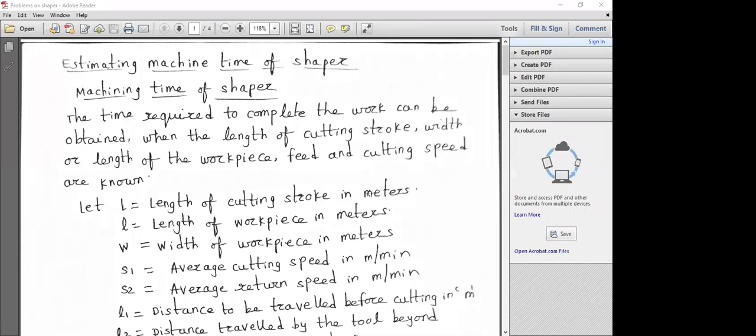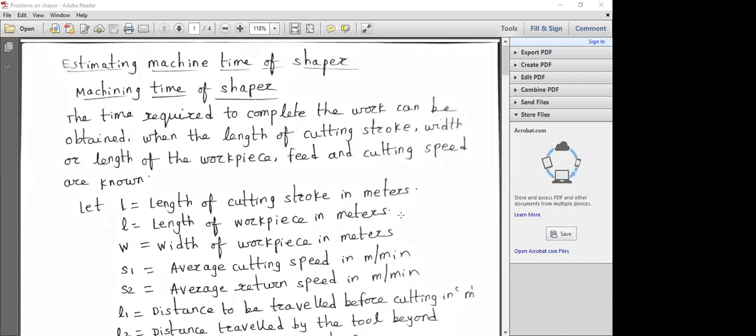So here, the time required. What is the machining time of shaper? The time required to complete the work can be obtained. The length of the cutting stroke, the width or length of the workpiece. Width is given by W, the length of the workpiece is given by l, and capital L is the length of cutting stroke. So capital L is the length of cutting stroke in meters, l is the length of workpiece in meters, and W is the width of workpiece in meters. So the units are very much necessary.